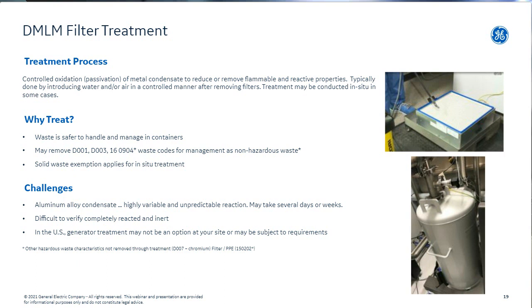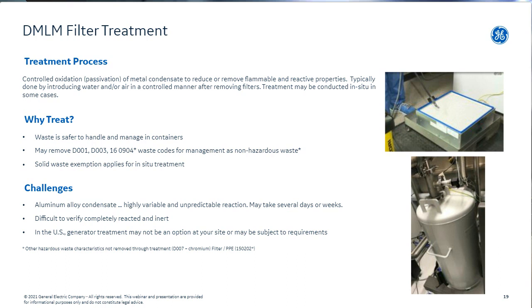The reason you do that is really to remove one of these hazardous characteristics from your waste. When you do that, as an example, you can get rid of the D001 and D003, or even the classification from the European Waste Catalog. That makes it easier for you, and also for your waste treatment facility, because then they may be able to take the filter apart and recycle it: scrap metals, filter material, etc.